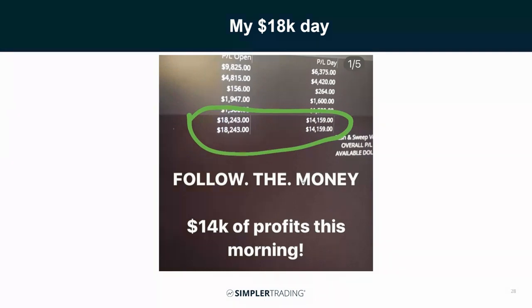But nonetheless, guys, fortune was in my favor, thankfully. I woke up the next morning and the squeezes all started firing long. I held it overnight, probably the most nerve-wracking night of my life up to that point. Got another gap up the next day, and $18,000 later, that's when I knew the squeeze and I were going to get along.